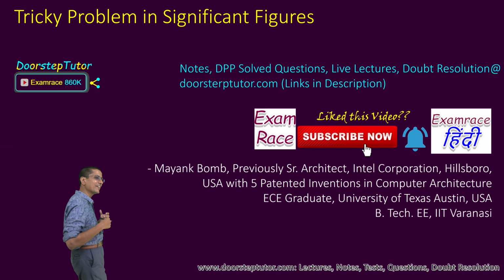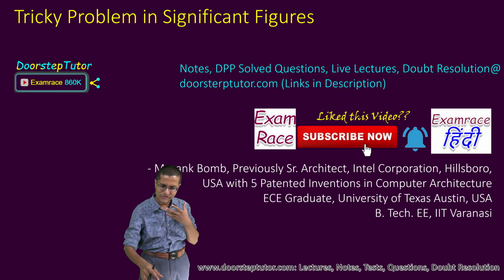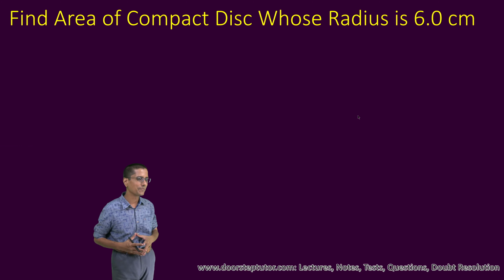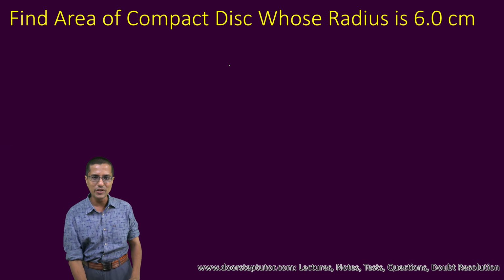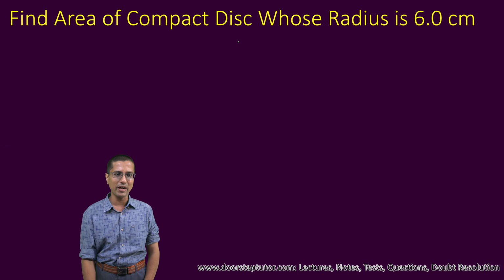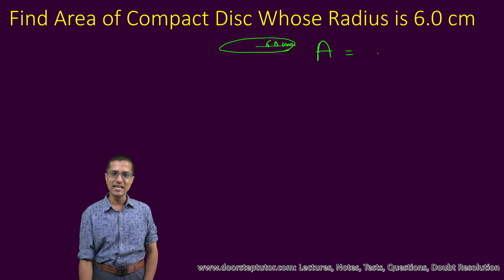Let's look at a tricky problem in significant figures. Now, when you look at this problem, you might not realize what's so special about it. Here, we'll just try to find the area of a disk. This is what we have been asked. And we know that the radius of the disk is 6 centimeter. So nothing so special here. You will say that area A is equal to pi r squared.